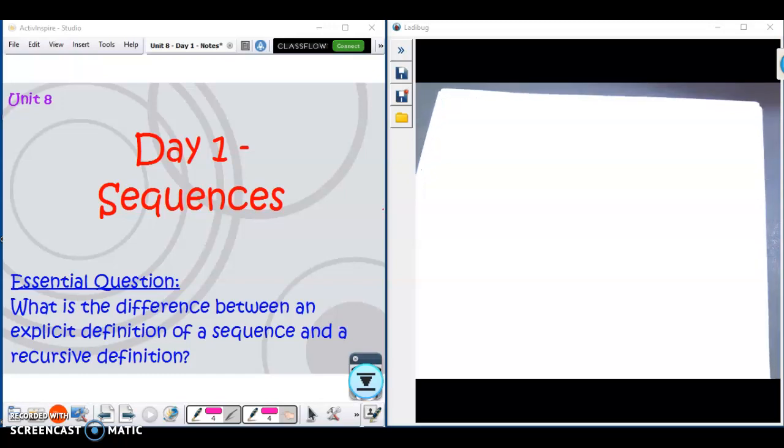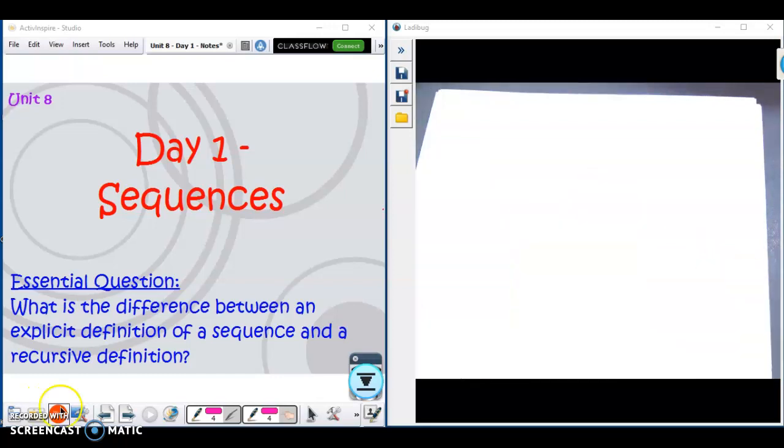So we're going to be starting Unit 8 today. This unit is compiled of two different topics. We used to have this as two separate units, but especially for right now, we're just going to combine everything into Unit 8. This is going to be your last unit. For the first part, we're going to cover sequences and series. And then the last part, so into next week, we'll be covering limits.